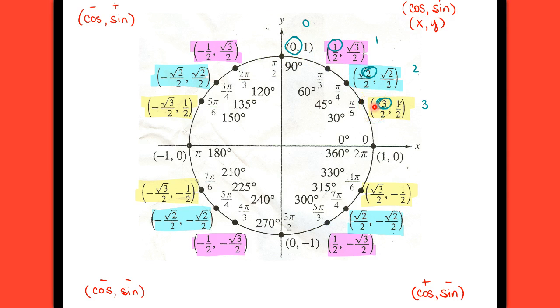All the denominators are 2's, right? So that's not anything I have to remember. So if I just figured out how to get the 3, 2, 1, 3, 2, 1, all my denominators are 2, I've got that whole first quadrant, right? And once I've got that first quadrant, then I've got the whole circle.